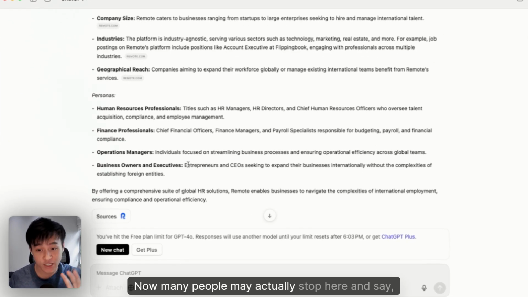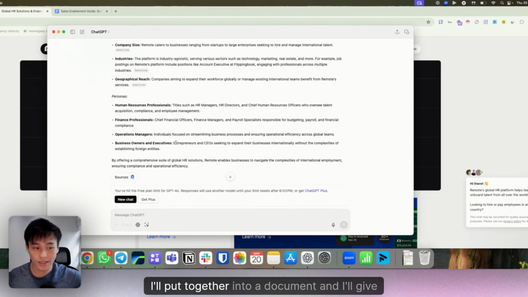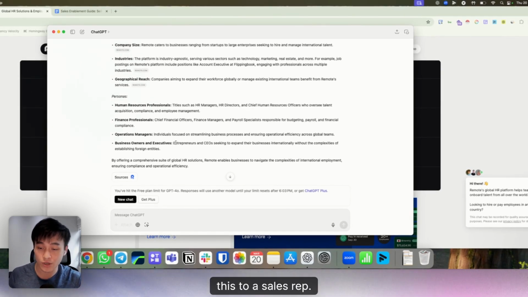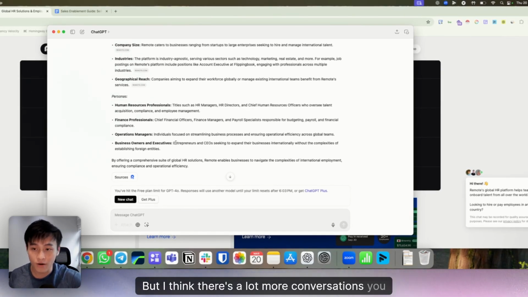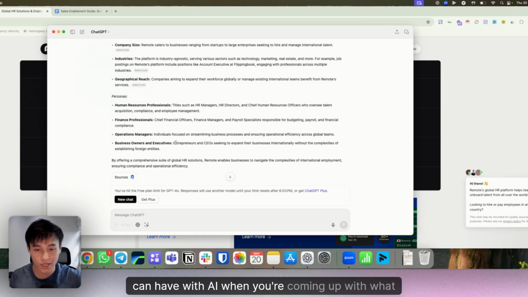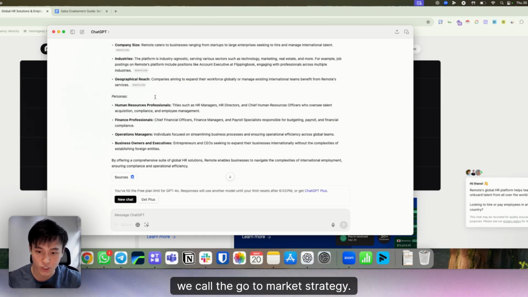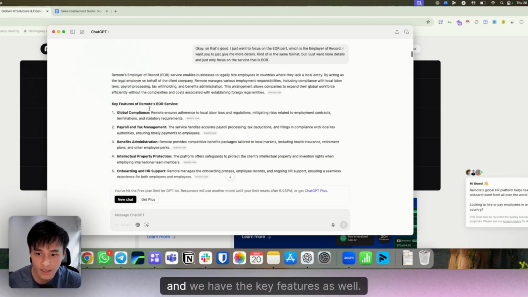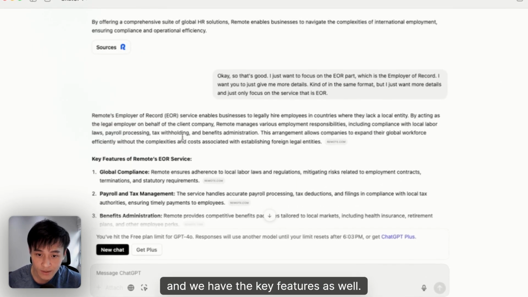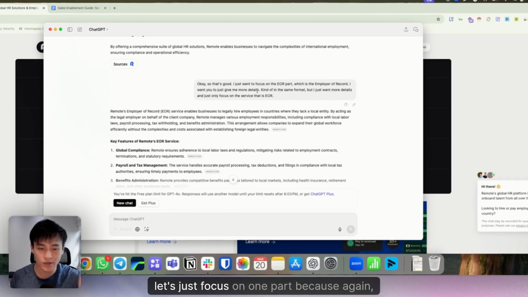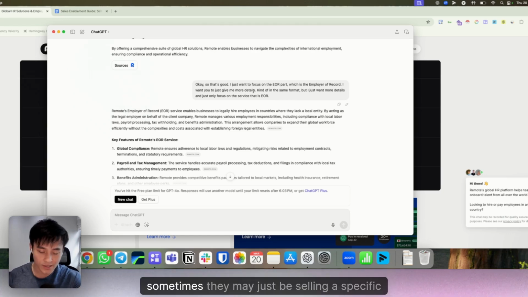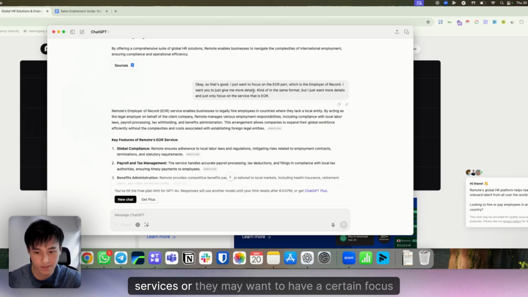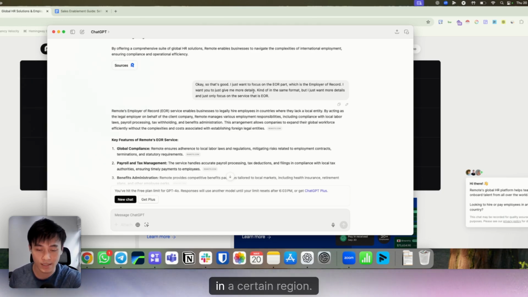Now, many people may actually stop here and say, okay, yeah, this is good. I'll put it together into a document and I'll give this to a sales rep. But I think there are a lot more conversations you can have with AI when you're coming up with what we call the go-to-market strategy. So again, we have the ICP, we have the personas, and we have the key features as well. So in this case, I said, hey, let's just focus on one part. Because again, a sales rep sometimes may just be selling specific services, or they may want to have a certain focus in a certain region.